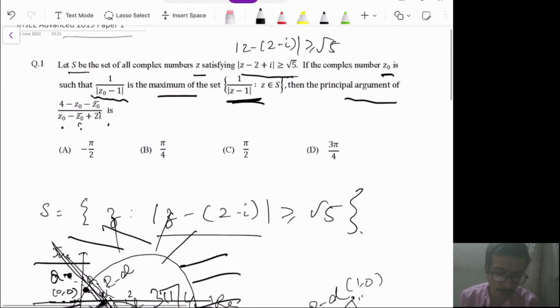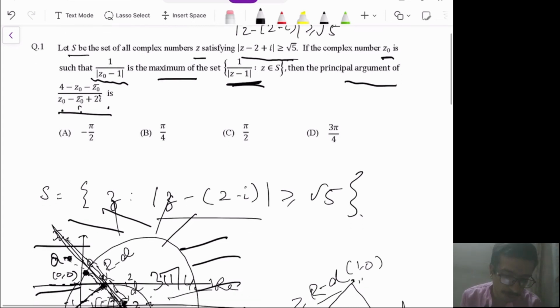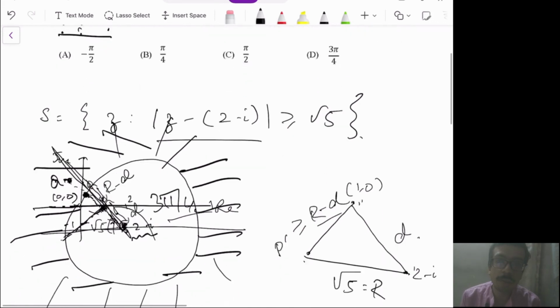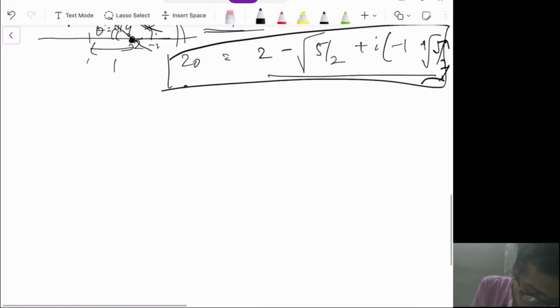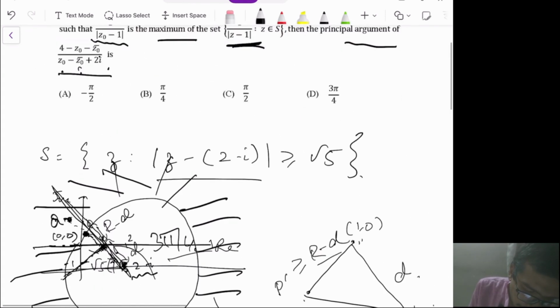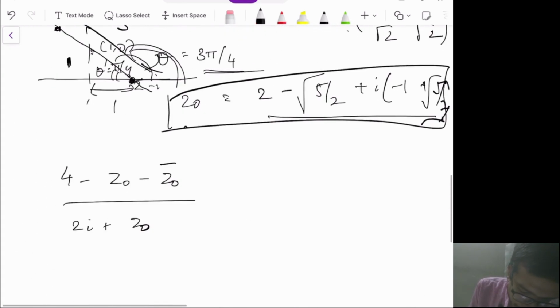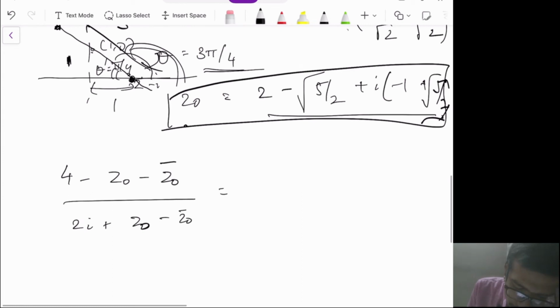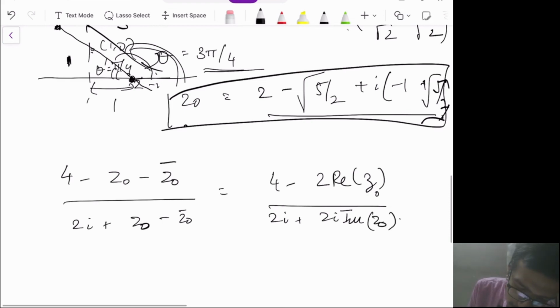Now let's look at the expression which we want to find. We want to find the principal argument of 4 minus z0 bar over z0 minus z0 bar plus 2 iota. So let's see what it is. This is 4 minus z0 bar over 2 iota plus z0 minus z0 bar. Okay, so this is going to be 4 minus twice the real part of z0 over twice iota plus twice iota times the imaginary part of z0. So here this is my z0, and I can just compute this value.